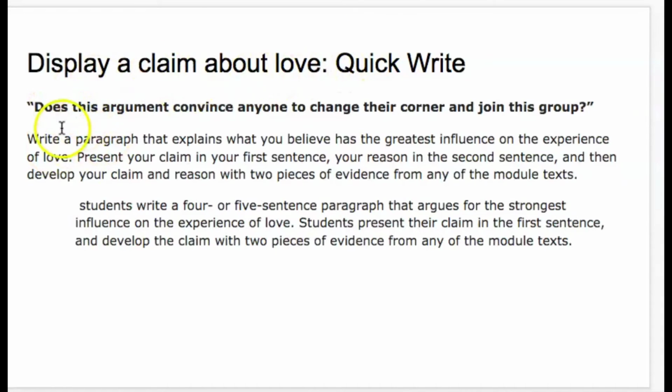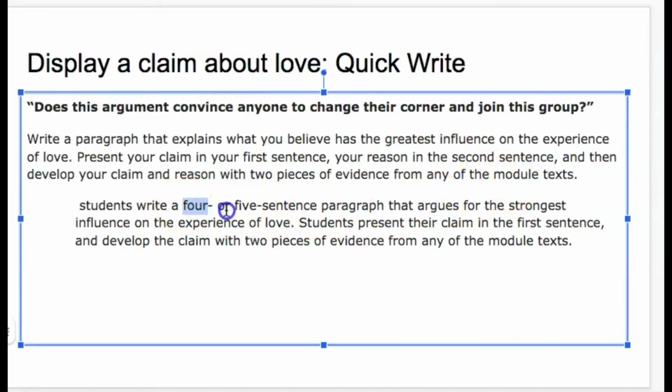Now we're going to take part in a quick write. Does this argument convince anyone to change their corner and join this group? So in the discussion board, when everyone wrote down their pie charts, does anyone's pie chart stick out to you that makes more sense? Write a paragraph that explains what you believe has the greatest influence on the experience of love. Present your claim in your first sentence and your reason in the second sentence, and then develop your claim and reason with two pieces of evidence from any of the module's text that we've read so far. This should be a 4 to 5 sentence paragraph that argues the strongest influence of the experience of love.